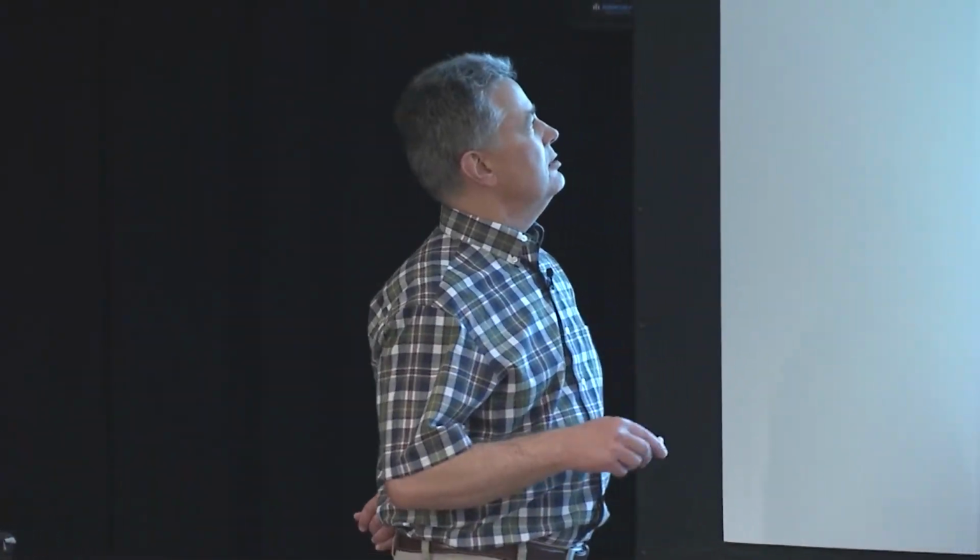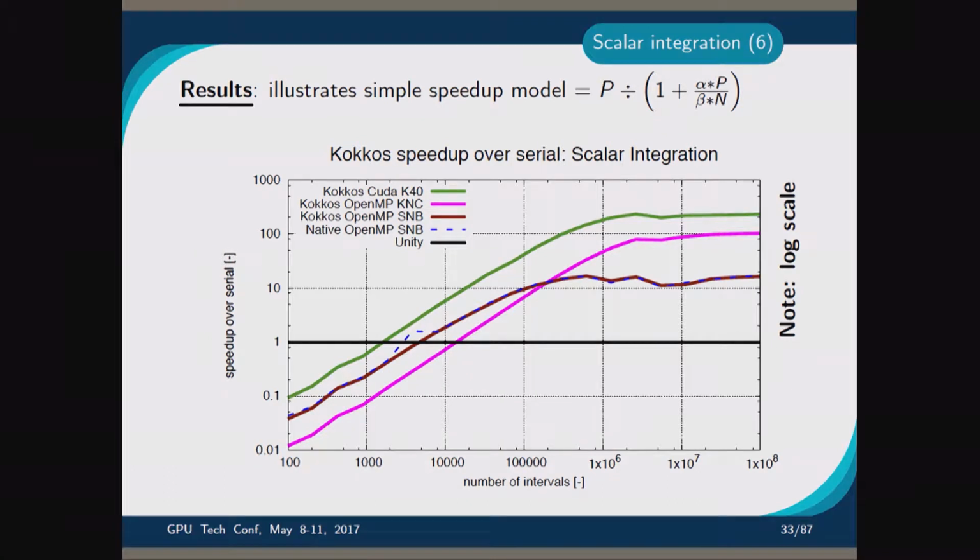This is an old graph, using K40s and Knights Corner as opposed to Knights Landing, but the trends still hold. Alpha, your startup cost, is dominating down here. This is speed up over serial. Once you get enough intervals in there, because it's a trivial amount of work, just a few flops per iteration, but once you get enough work in the system, then you are getting the parallelism you expect. If your loop is too small or you don't have enough work, you're going to be sitting down here and you can actually see slowdowns as opposed to speed ups, because that alpha term is just eating you up.